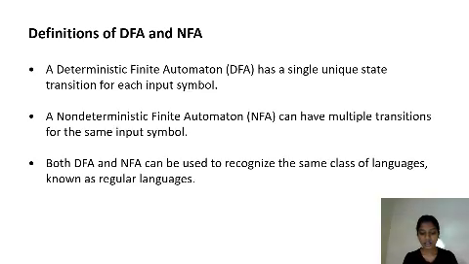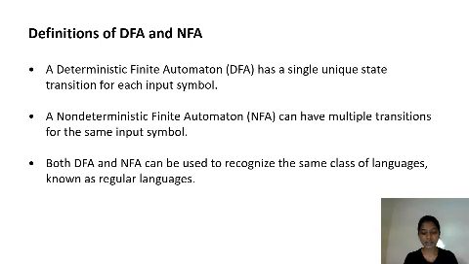Automata are a type of abstract machine with a finite number of states. They transition from one state to the next based on input. Since a finite automaton has no temporary storage, it can only remember a limited amount of information, relying solely on its finite control, which consists of states and transitions.